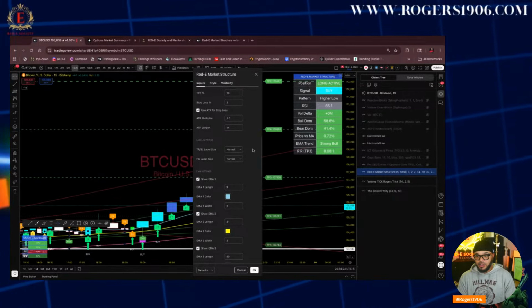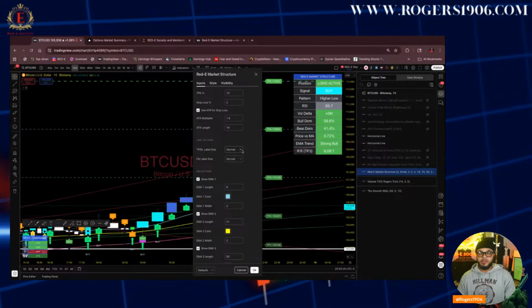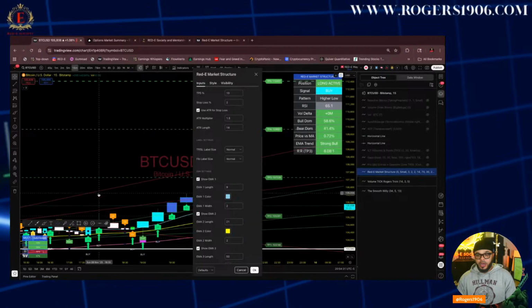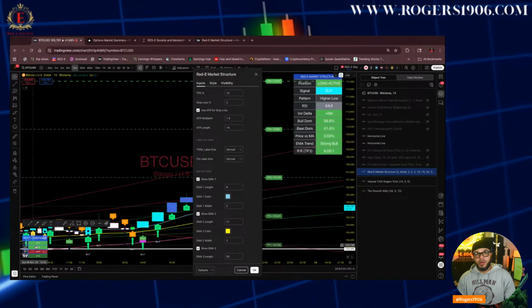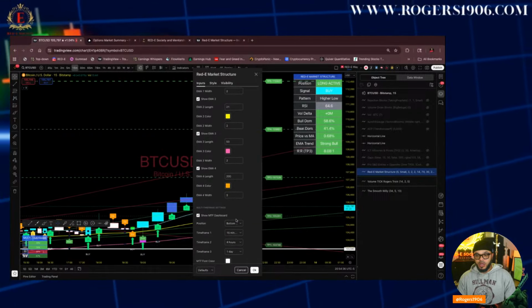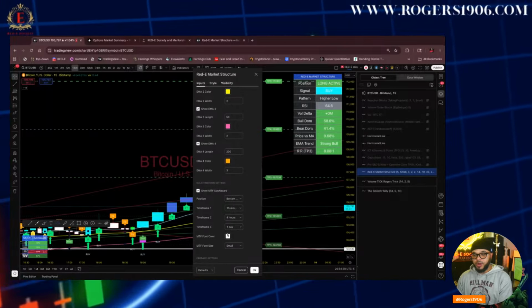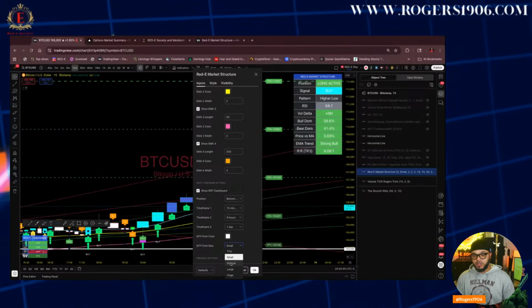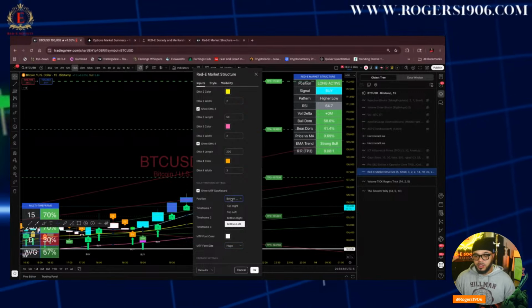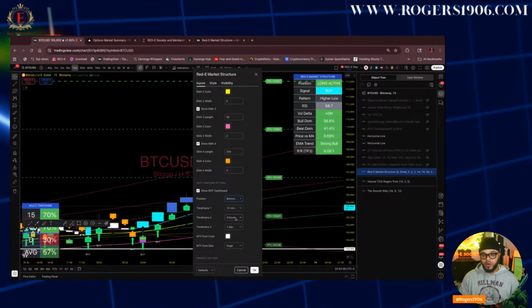We got the dashboard, and I encourage you to make sure that you make it normal, large, or huge, either one of those, so that way you can visibly see it. Now over here on this bottom left-hand corner, you have a multi-time frame dashboard. Let's actually go ahead and make that a little bit bigger. Let's make it huge, actually. All right, and then I'm going to move this to the bottom right corner.